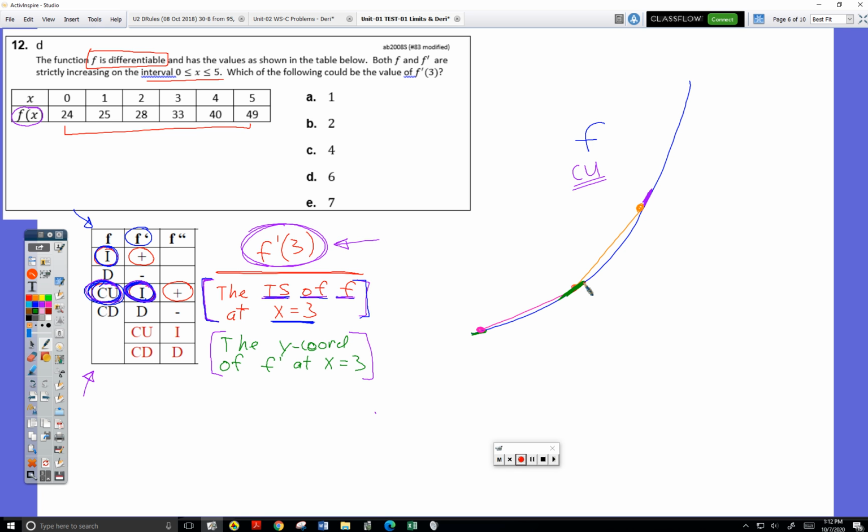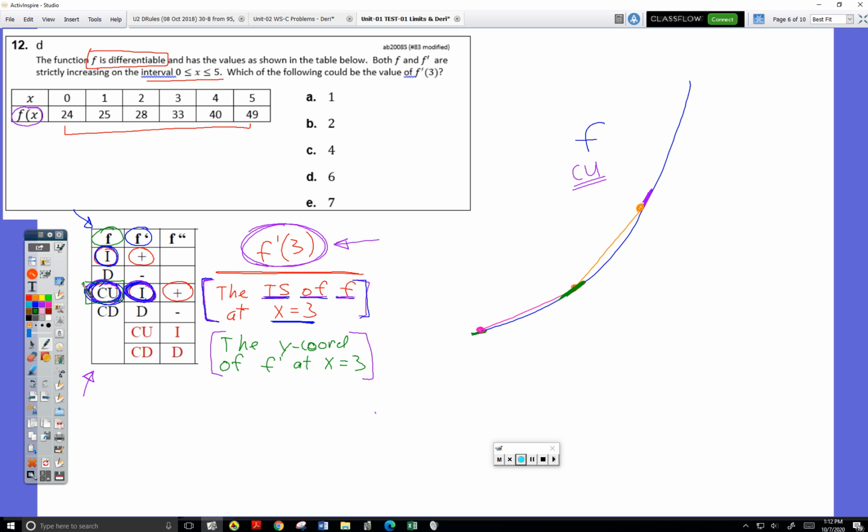The green slope is more positive than the pink. This green right here is more positive than the pink. But the orange is more positive than the green. That's the concept they're testing you on. They're testing to see if you understand what is meant when we say F is concave up.